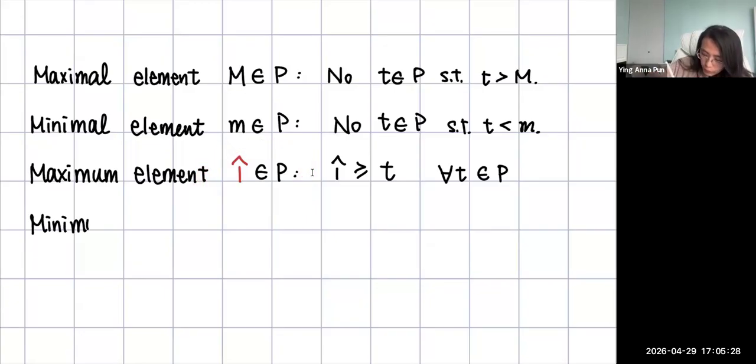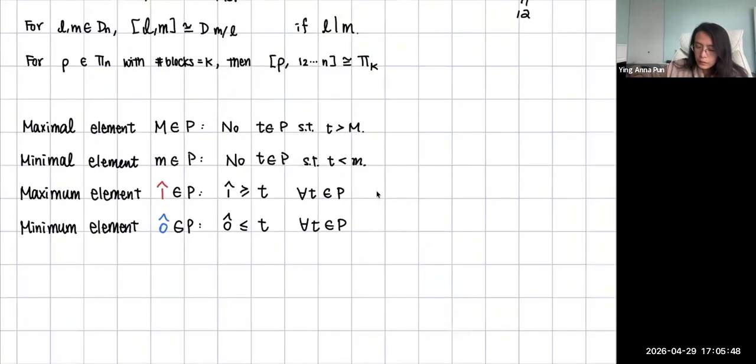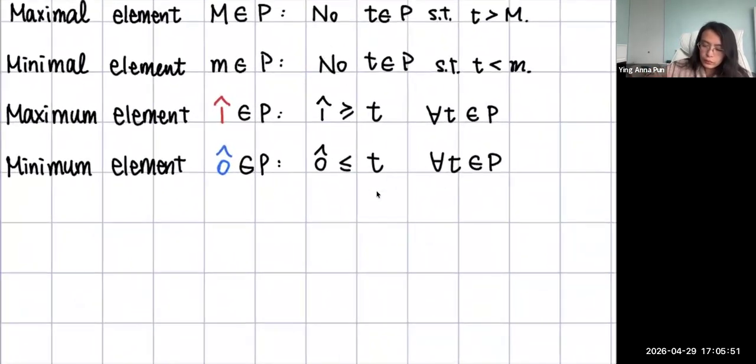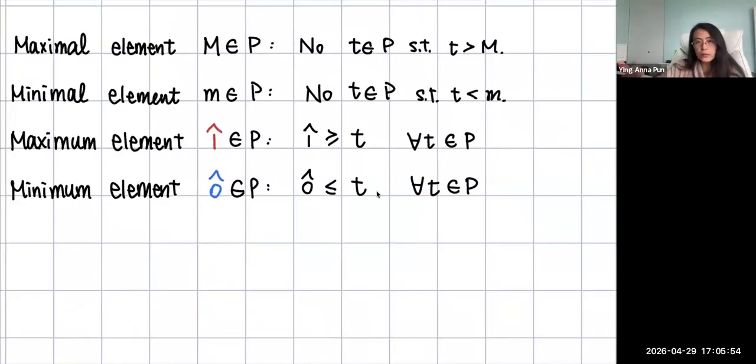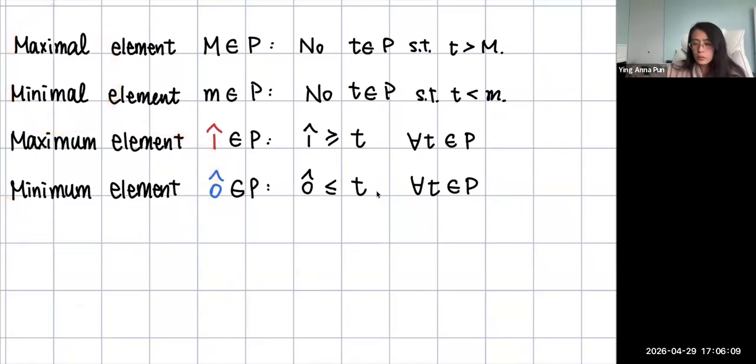Same idea for the minimum element. We usually use 0 to denote it. So the minimum element is going to be smaller than or equal to every other thing. And again, if it exists, it has to be unique. Now, if I look at a Hasse diagram, is it always true that I will have a maximum or minimum? Well, if it is finite, you still may not be able to find these guys, but you will be able to find maximal and minimal elements.